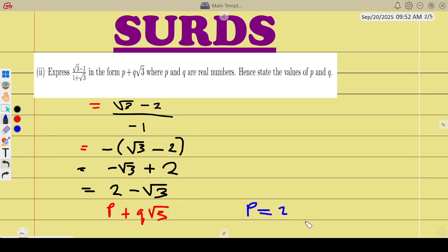P is 2, and Q is the number in front of root 3. So this is root 3. So what number is in front? It is negative 1 there. So if there's nothing, you just know that it's 1, and then we get everything all together. So this is how you can solve this.